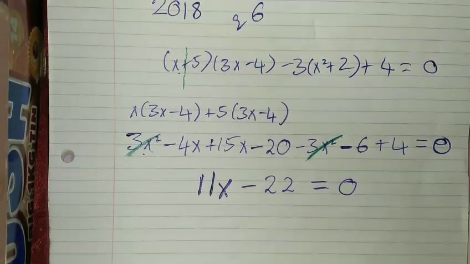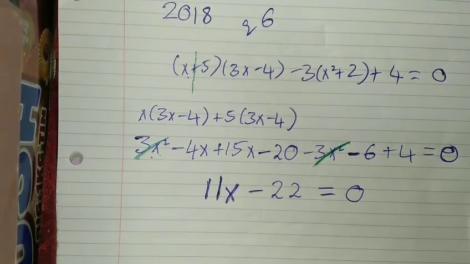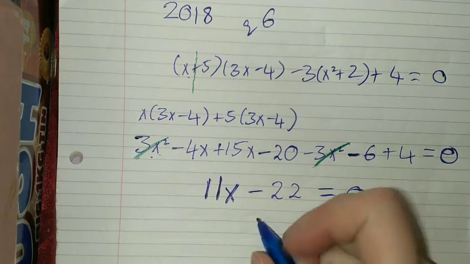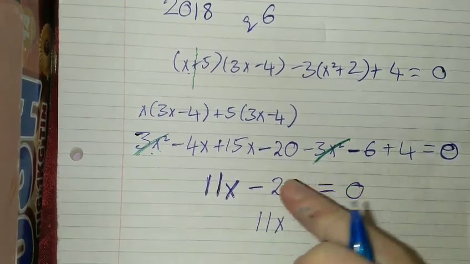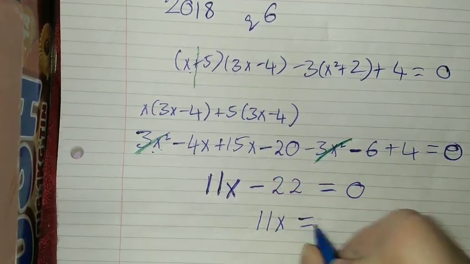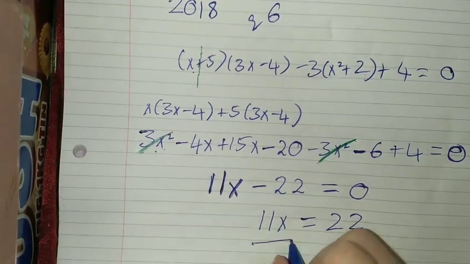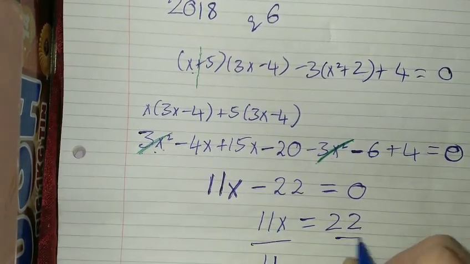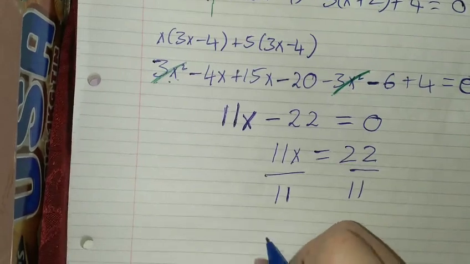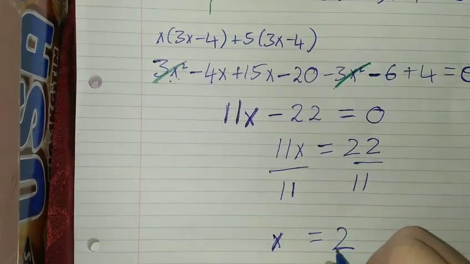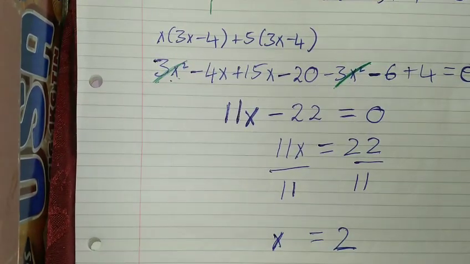And now I'm going to have to get numbers on one side and everything else on the other side. So 11x. If I add 22 to both sides, I get 11x is equal to 22. So if I divide both sides by 11, I get that x is equal to 2. So that is my answer for x.